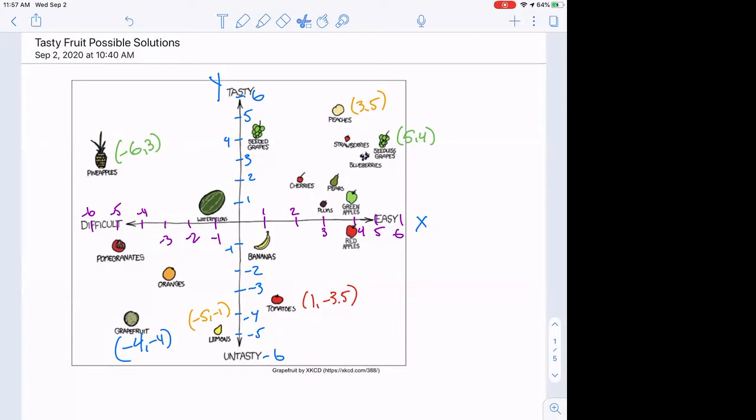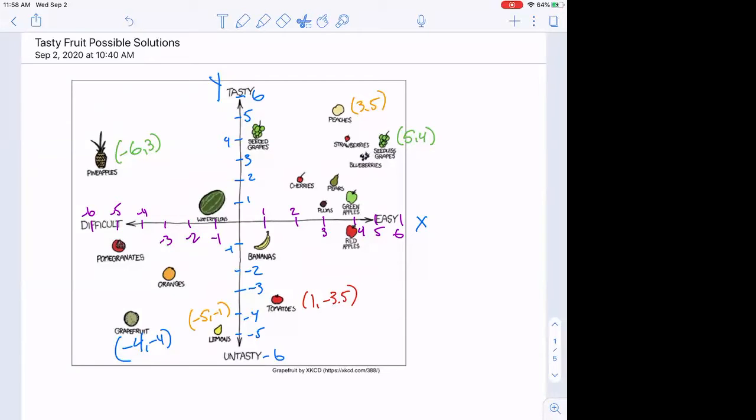I wanted to talk a little bit about the Tasty Fruit assignment that everybody did. And I think everybody got the general idea, but I wanted to point out that this can be made more mathematical if you want to. Everybody talked about the horizontal axis being ease of eating, more difficult eating if you have to peel the object or cut up the pineapple or whatever, and the y-axis being how tasty it is.